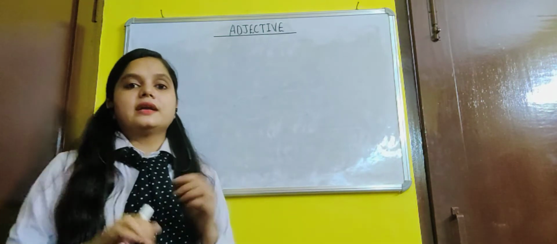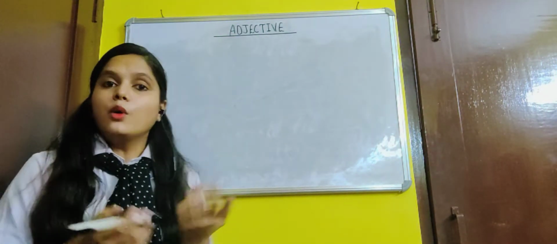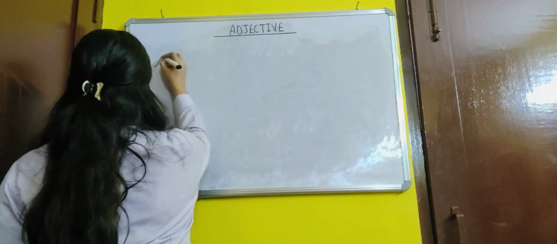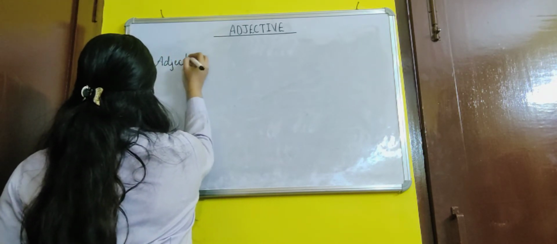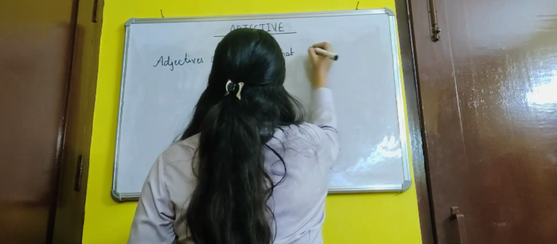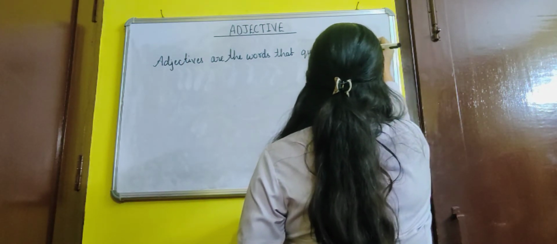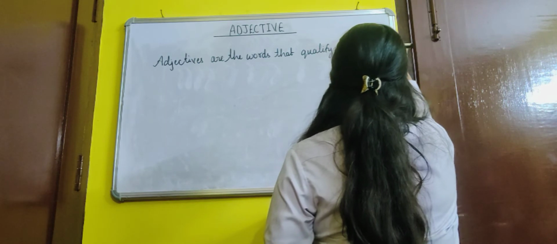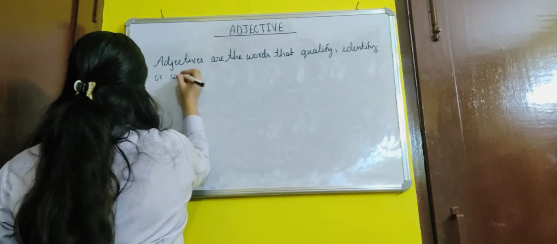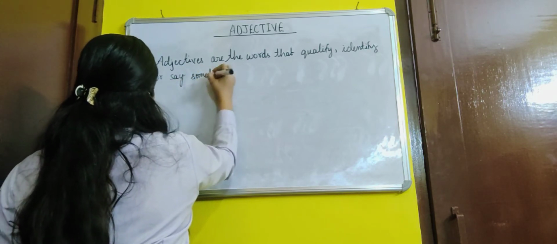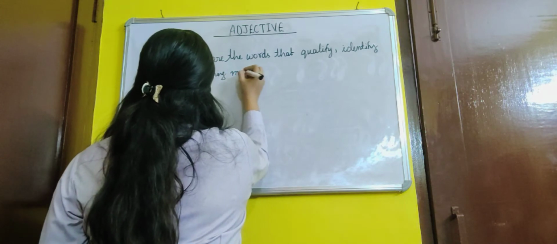Okay, so such words that qualify, identify, or say something more about a noun or a pronoun are called adjectives. So, the definition of adjective will be: adjectives are words that qualify, identify, or say something more about a noun or a pronoun.